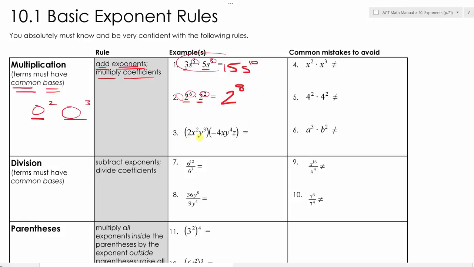So we get 2 to the 8th. In number 3, we do 2 times -4, those are the coefficients, so we get -8. Then the x terms are here and here.